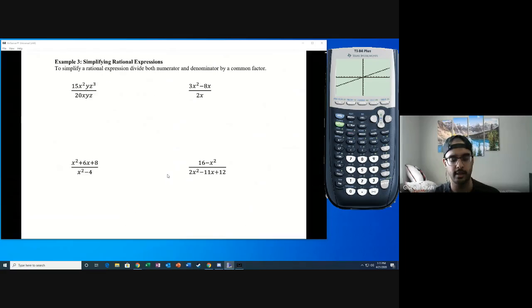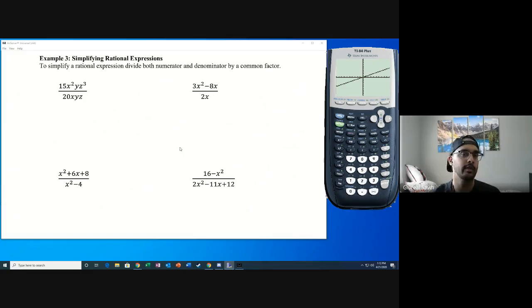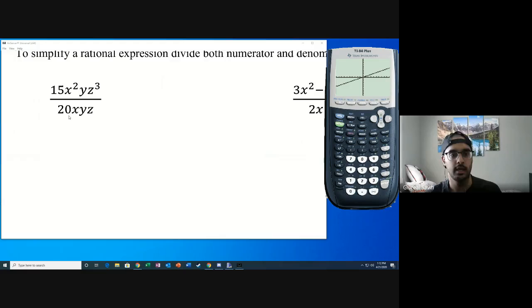Okay, let's look at how to simplify some rational expressions here. Now, this is going to look really familiar if you remember anything about exponents. The same rules apply. So we're going to divide both the numerator and denominator by a common factor. Okay, now I personally am not a big fan of doing it that way. You can if you choose. The rules show up here the same as they do for exponents. Okay, so we're going to see if there's commonality between all of the pieces here.